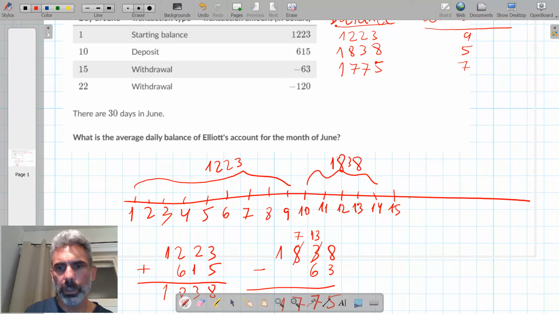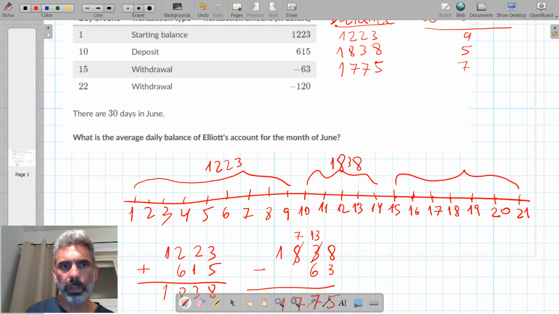So June 15, 16, 17, 18, 19, 20, 21st of June. So this is 1, 2, 3, 4, 5, 6, 7 days. During those 7 days, the balance was $1,775.